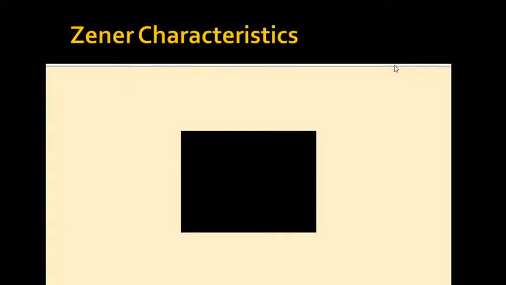So in this clip we have seen the Zener characteristic, how exactly the data will be taken for the Zener characteristic. The next video clip is for how exactly the load regulation will be executed. Let us see the next clip.